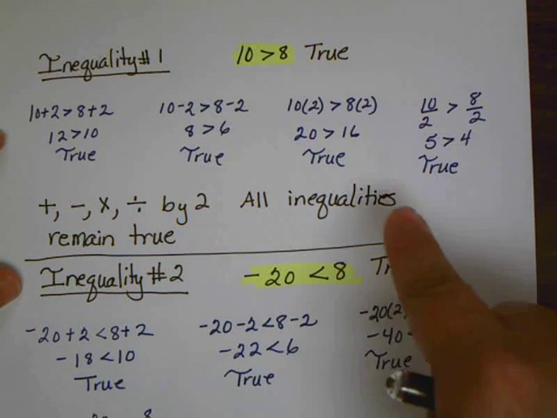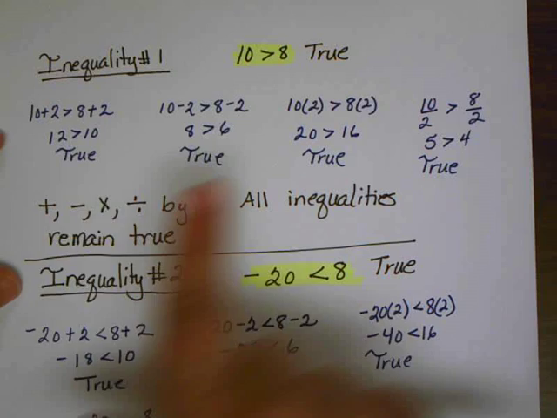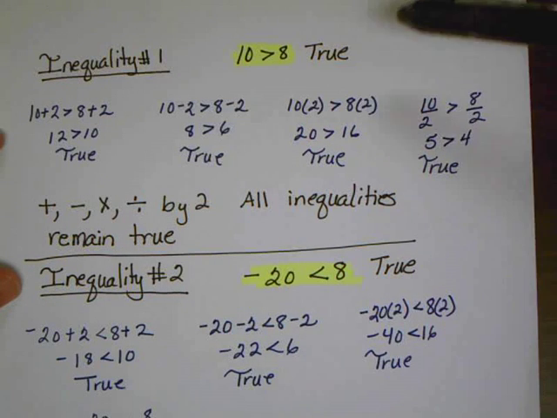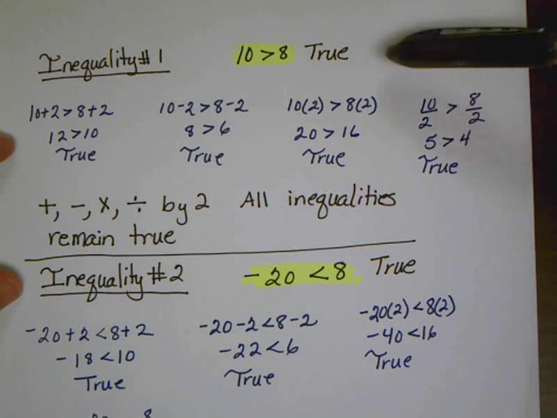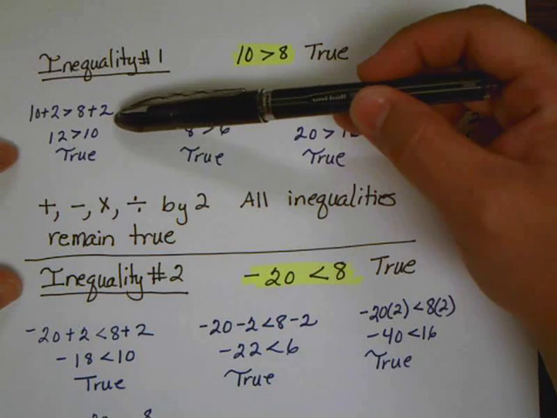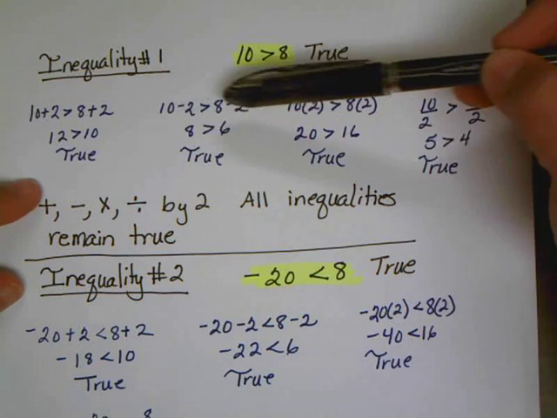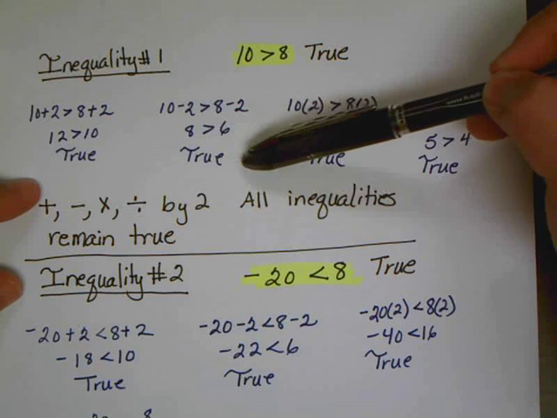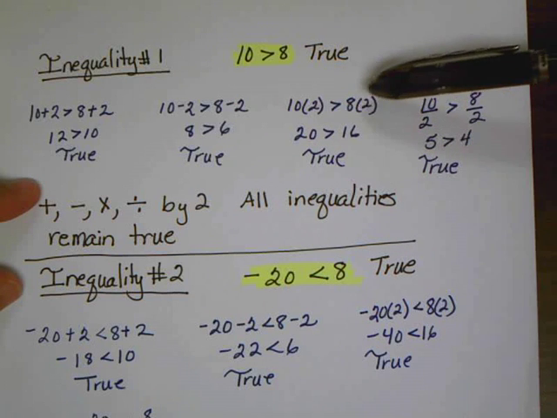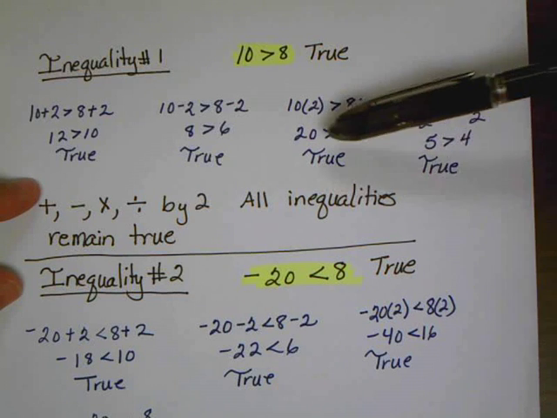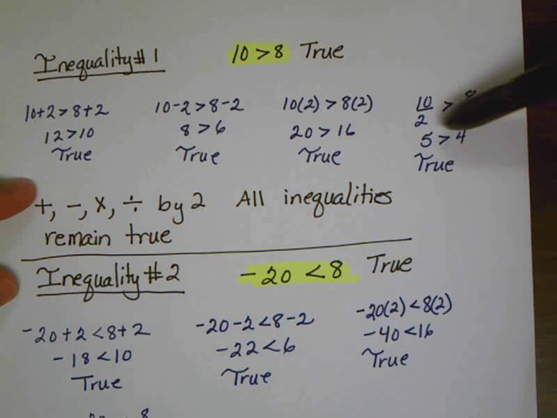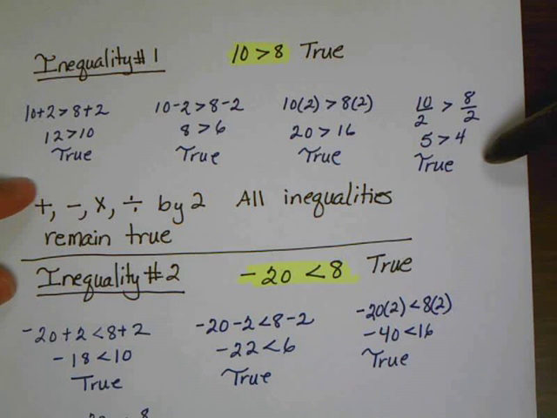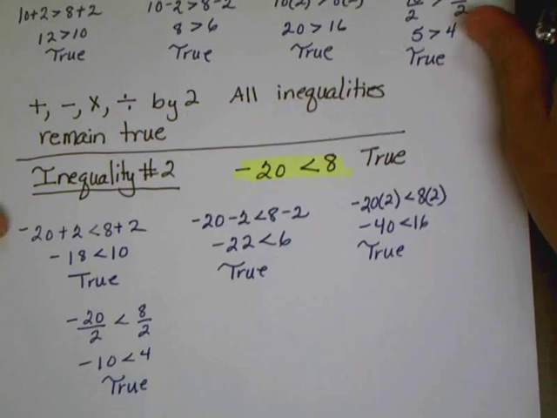I added, subtracted, multiplied, and divided the true inequality by 2. When I added 2 to both sides, it remained true. When I subtracted 2 from both sides, it remained true. When I multiplied both sides by 2, it remained true. When I divided both sides by 2, it remained true. So in this one, if I add, subtract, multiply, or divide by 2, the inequalities all remain true.